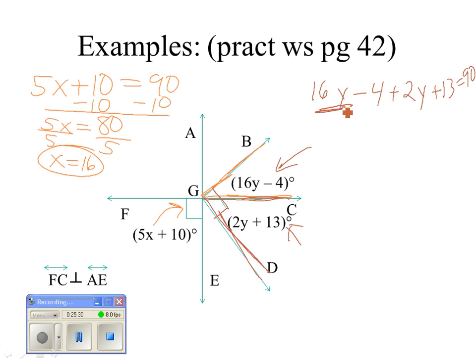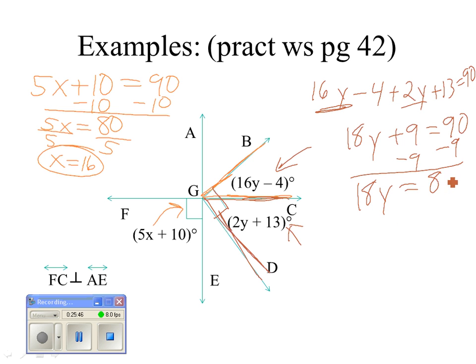Now we collect like terms. 18y plus 9 equals 90. Then what? Subtract 9. 18y equals 81. Then what? Divide by 18. Don't grab your calculator. Without using your calculator, anybody figure that out? 4.5.